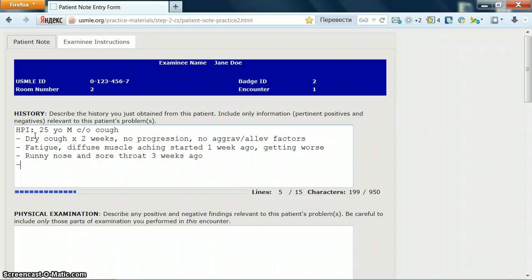And the rest of the history we create based on the first differential of atypical pneumonia. We can make signs positive or negative as we like. It's up to you. And we have to be focused on questions for this very case.